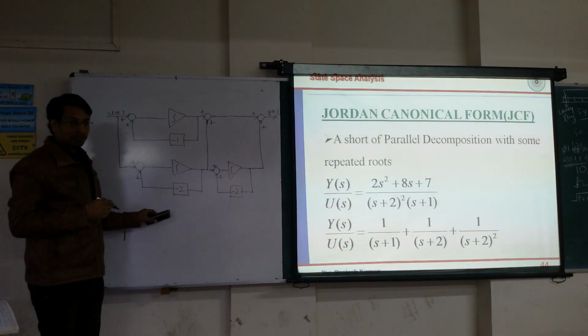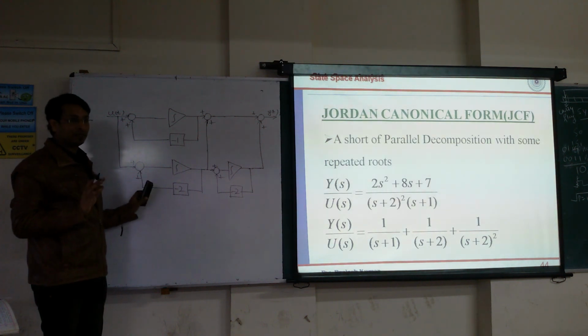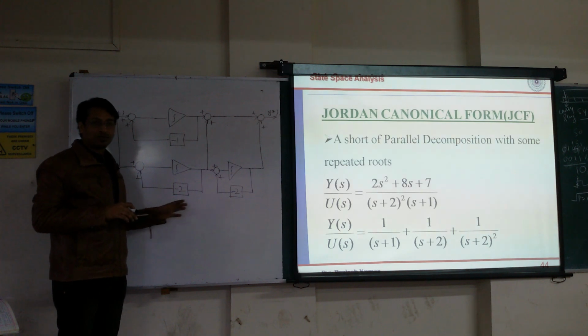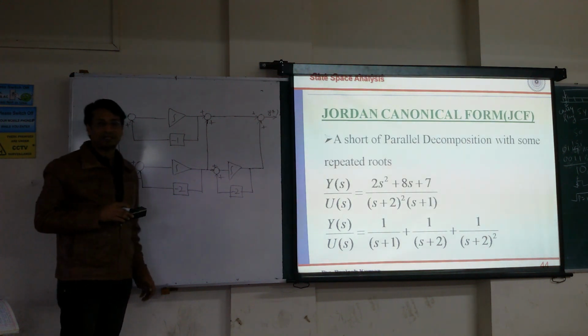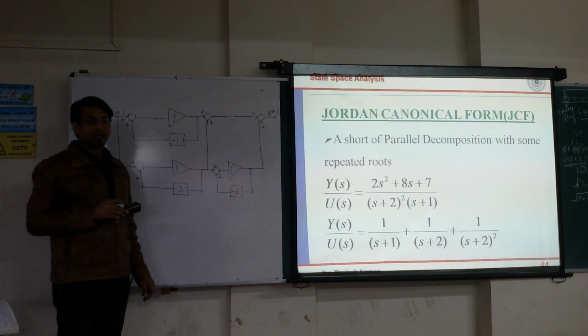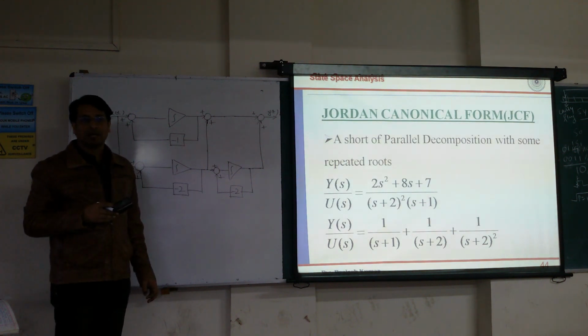Are you satisfied with this synthesis or not? Yes, sir. If you have not understood, please let me know. Correct? So we have synthesized. So the first task is over. Now the second task is that with the help of this synthesis, we have to derive our required Jordan canonical form. Means you have to represent this synthesis in your state equation and output equation.